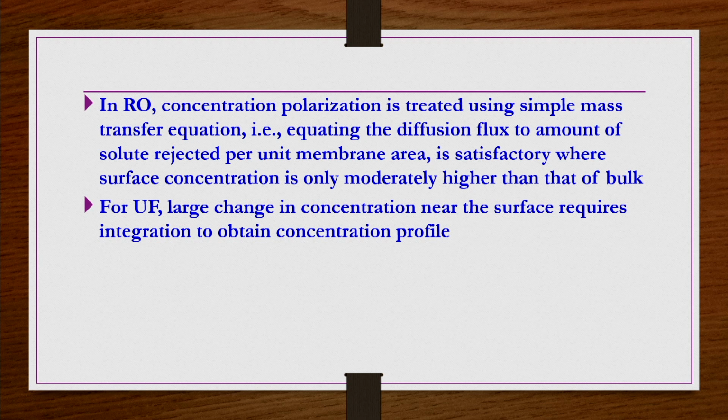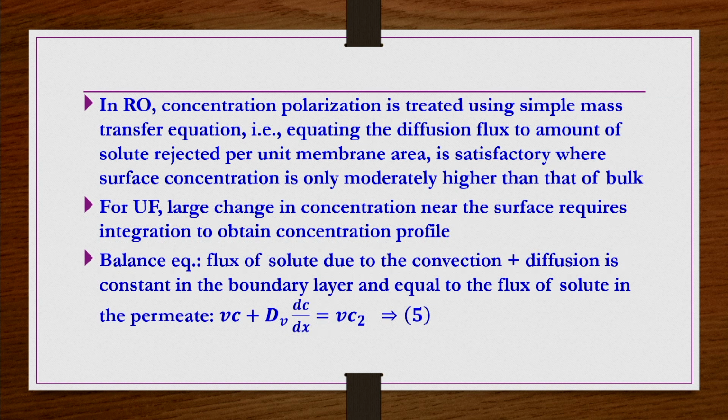So, for ultrafiltration, a large change in concentration near the surface requires integration to obtain the concentration profile. If you want to integrate, you have to develop a differential equation, which you can get by doing the basic balance equation. So, what kind of balance can we have near the membrane surface? The flux of solute due to convection plus diffusion is constant in the boundary layer, and it is equal to the flux of solute in the permeate.